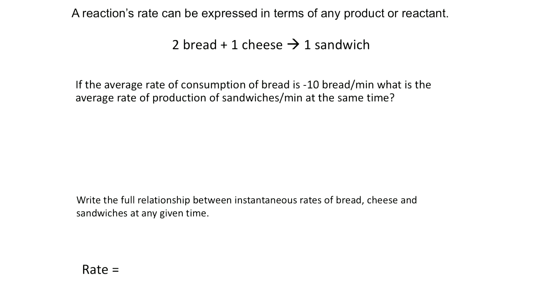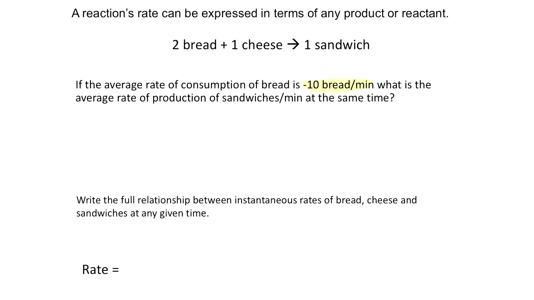So let's work through these and look at, differentiate stoichiometry from rates, because it is different. But we still use the coefficients the same. So here's the reaction we all know and love from reaction stoichiometry. The reaction 2 breads plus a cheese gives us a sandwich. So let's just use our intuition a little bit. If the rate of consumption of bread is negative 10 breads per minute, what is the average production of sandwiches at the same time?